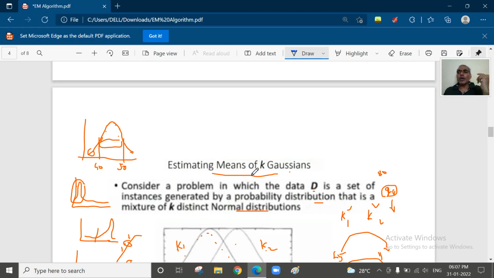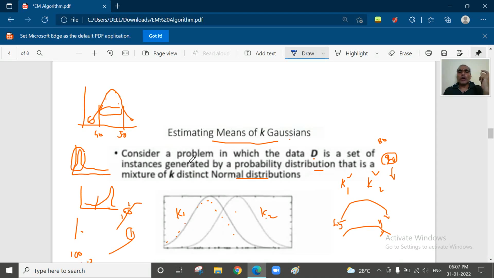So now how are we going to do this? To understand and apply this algorithm, we are going to consider estimating the means of K Gaussian distributions. Now Gaussian distribution is nothing but your normal distribution, right? So it is a normal distribution. When you are talking about a normal distribution, you will have a bell shaped curve.